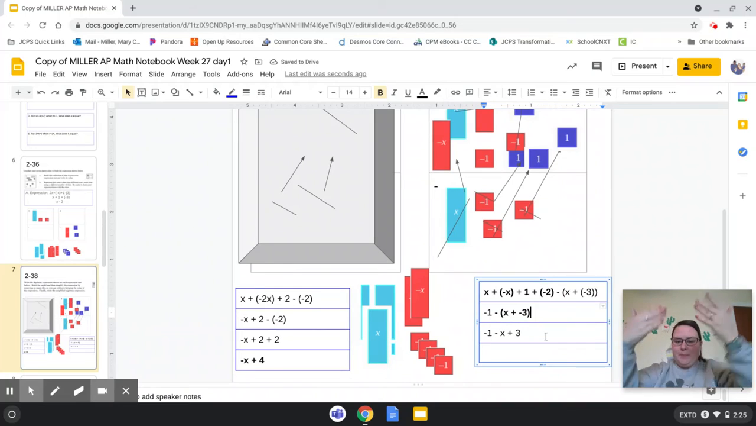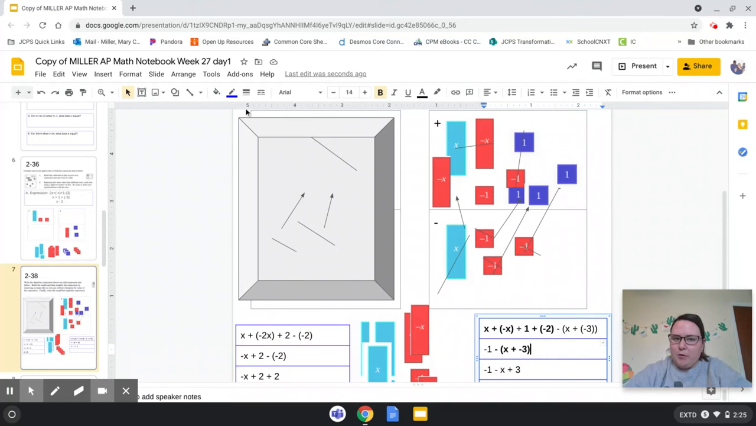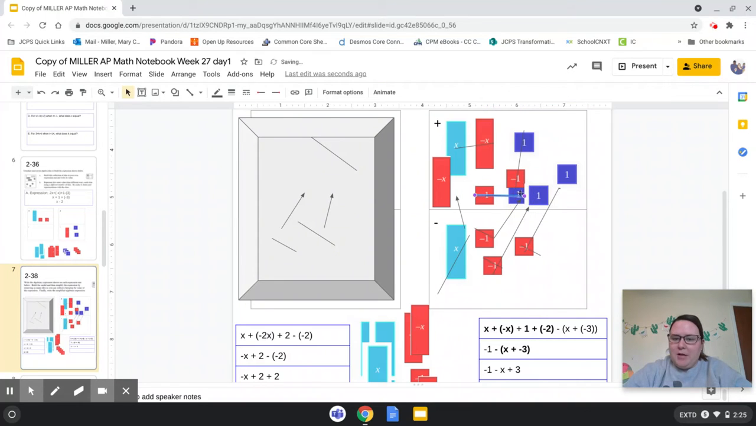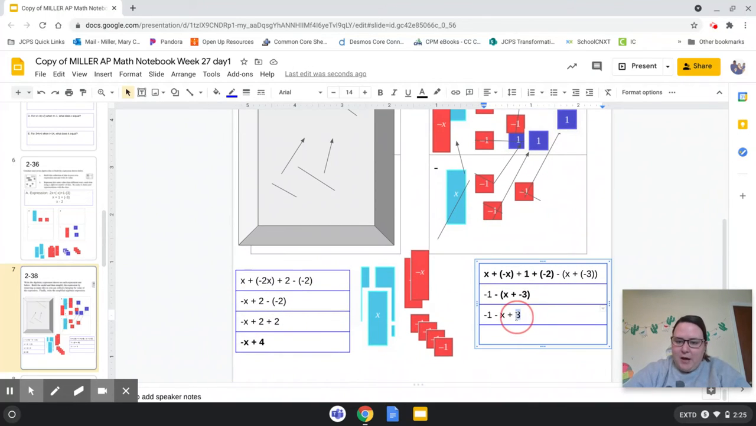That's the process of flipping. So we're left with negative 1 minus x plus 3. And hopefully you see right away that there is another zero pair that we've created to eliminate that negative 1 and one of the positive ones. So we're left with a negative x plus 2. Because if we combined our 3 and our negative 1, if we did negative 1 plus 3, we would have positive 2. So our final answer here is negative x plus 2.